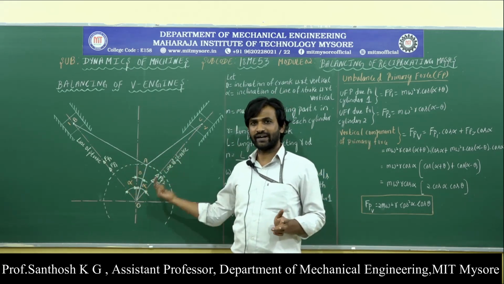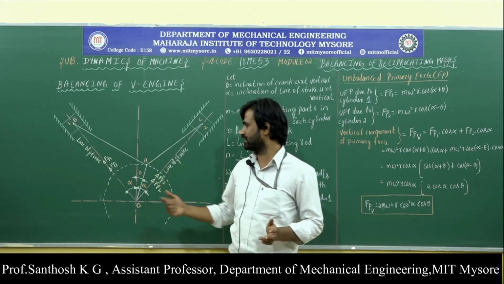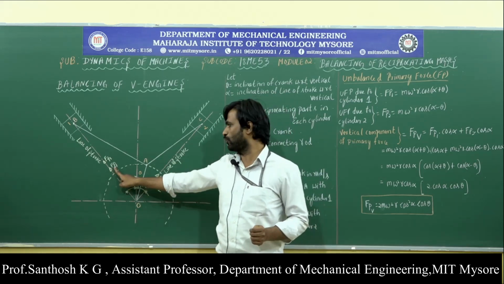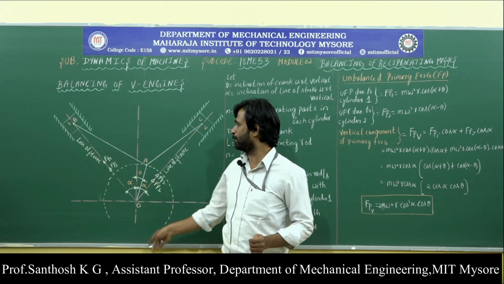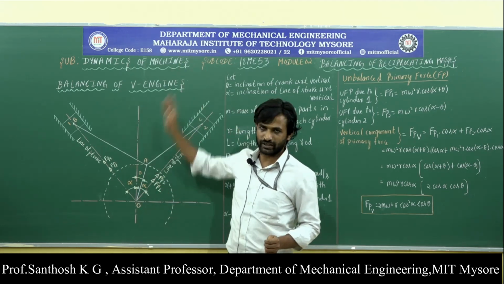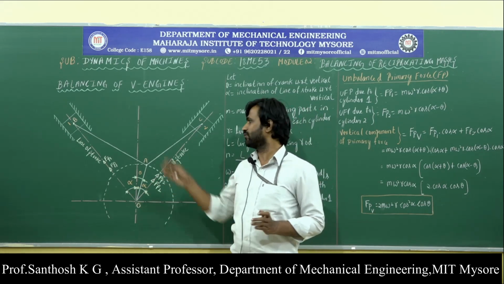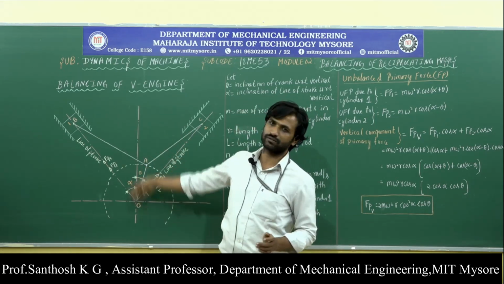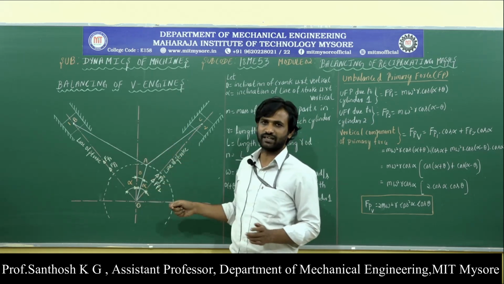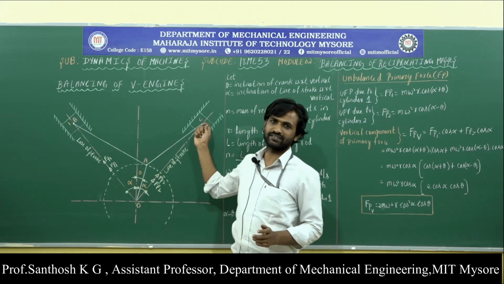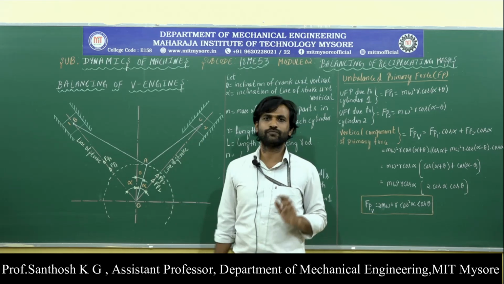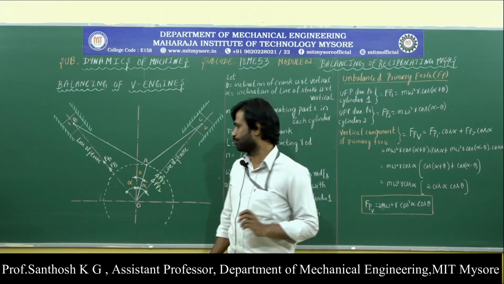So to add them, what we are going to do is, first we are going to resolve the force Fp1 and Fp2 along the vertical axis and also along the horizontal axis. Once we resolve these two forces along the vertical axis as well as horizontal axis, then we can find the resultant of them by making use of the Pythagoras theorem.